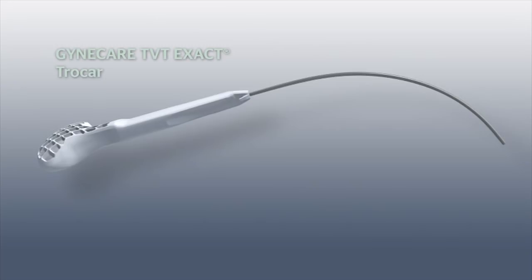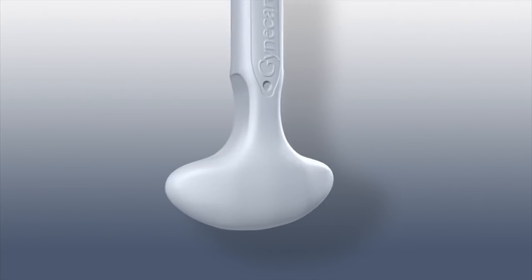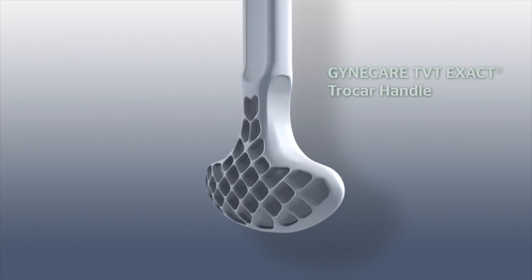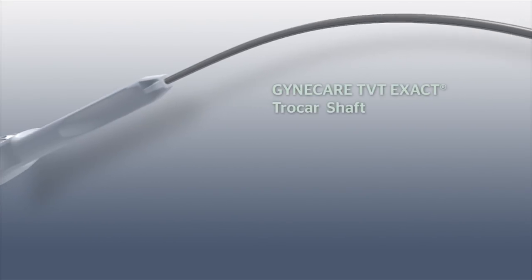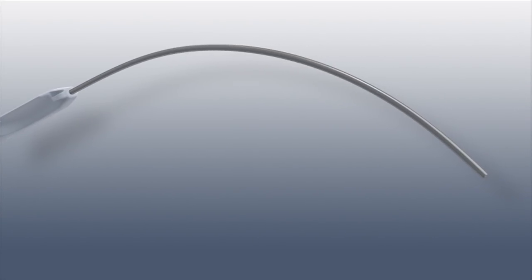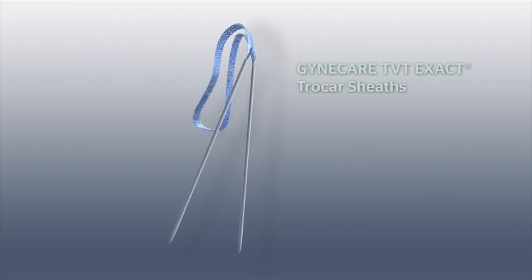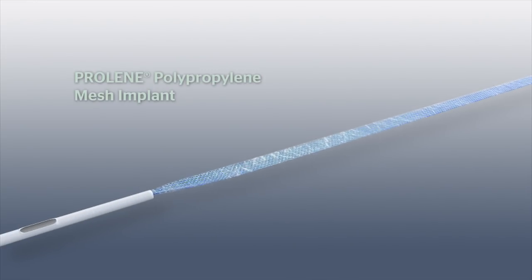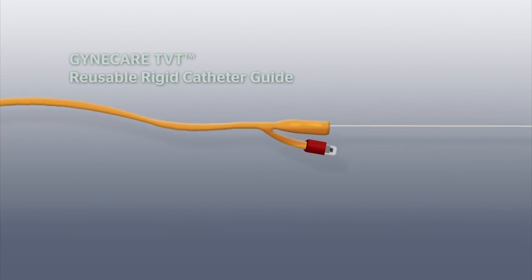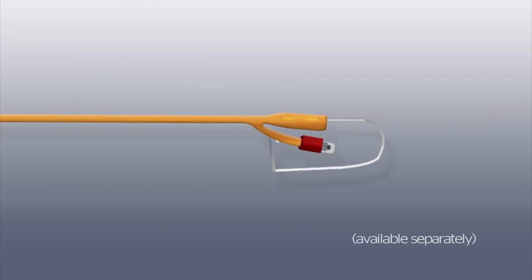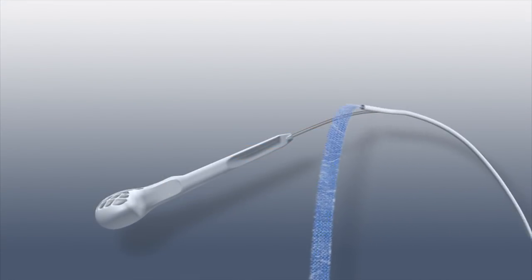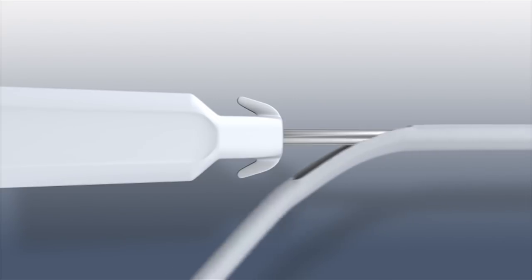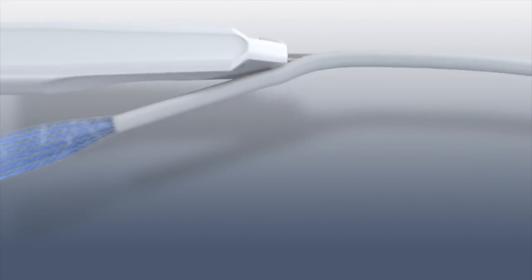The Gynecare TVT Exact continence system is comprised of the trocar, trocar handle, trocar shaft, the trocar sheaths and attached Prolene polypropylene mesh implant, and the Gynecare TVT reusable rigid catheter guide. The rigid catheter guide is not included. These components work together to form the Gynecare TVT Exact continence system.